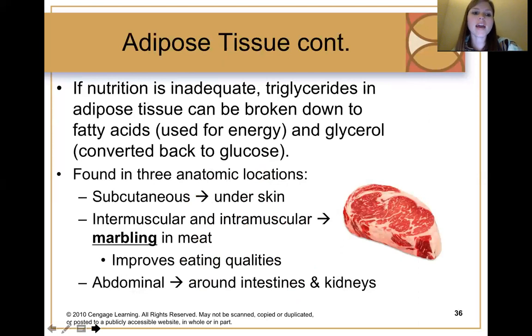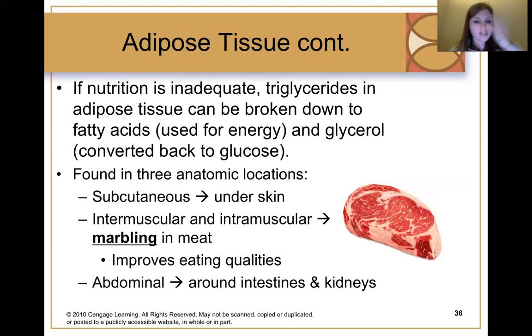So a little bit more about adipose tissue. If nutrition is inadequate, then triglycerides can be broken down to fatty acids and used for energy, and glycerol can be converted back to glucose. Fat can be important at times because if for some reason you get stranded somewhere in the desert, or I don't know, and can't get to food for a couple of days, that adipose tissue can start being broken down, and you'll need energy. So fatty acids are a good source of energy, and then glycerol can be converted back to glucose.